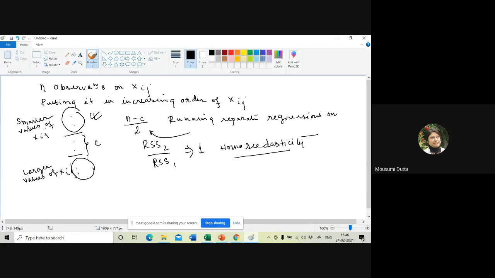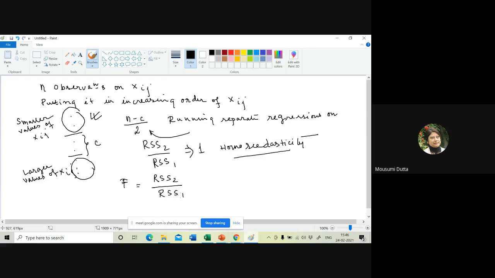So what I said: let RSS1 and RSS2 denote the residual sum of squares from the two regressions, with the subscript 1 denoting that from the smaller Xi values and 2 that from the larger Xi values. Then next, write down, then set F is equal to RSS2 by RSS1.